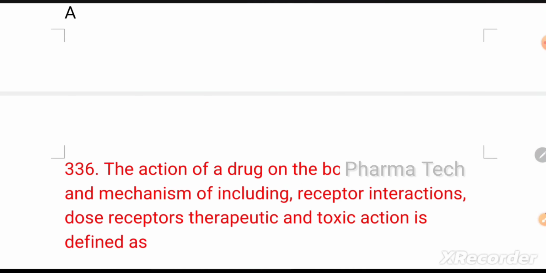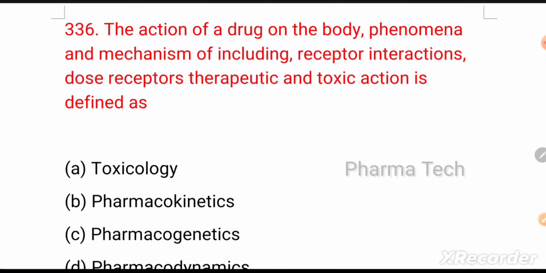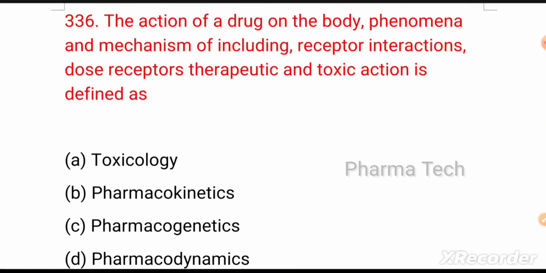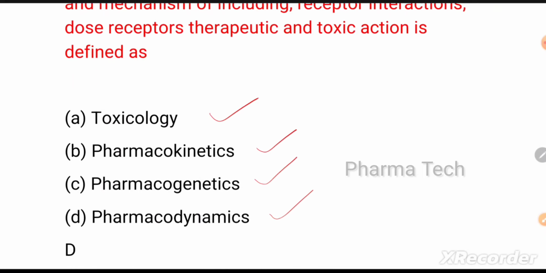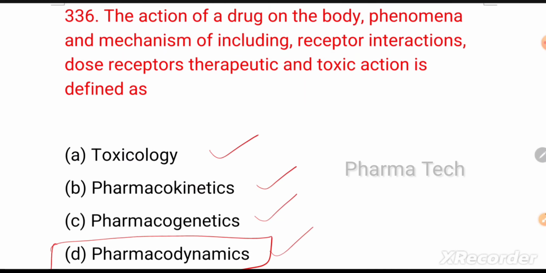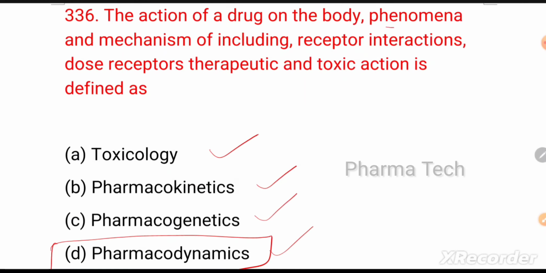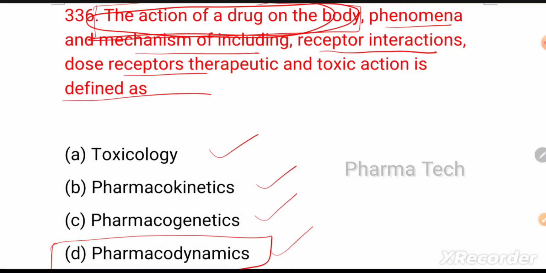Next question: the action of a drug on the body, including phenomena and mechanisms such as receptor interactions, dose-response, therapeutic and toxic actions, is defined as? Options are toxicology, pharmacokinetics, pharmacogenetics, pharmacodynamics. Answer is D, pharmacodynamics. The action of the drug on the body is pharmacodynamics.